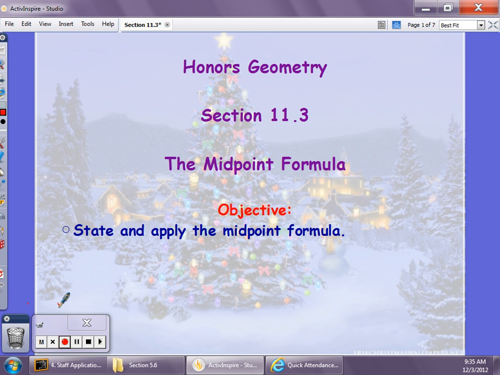This honors geometry lesson is on section 11.3, the midpoint formula. The objective is to state and apply the midpoint formula that can be used to find any midpoint of a segment.